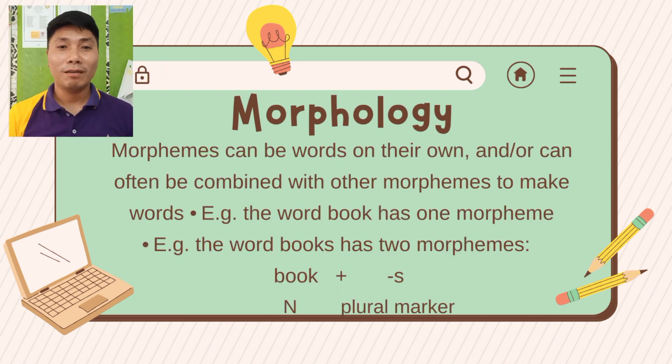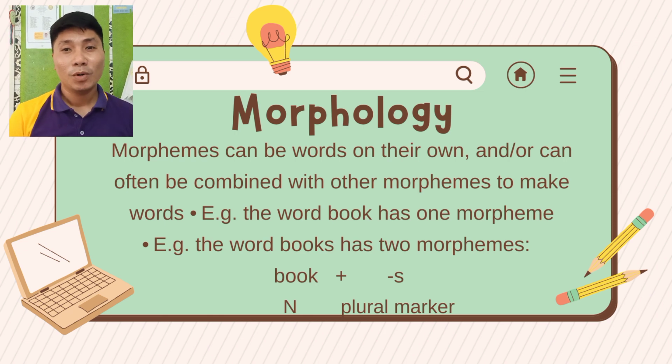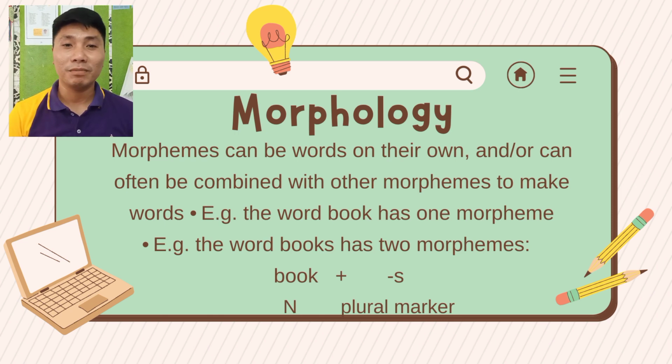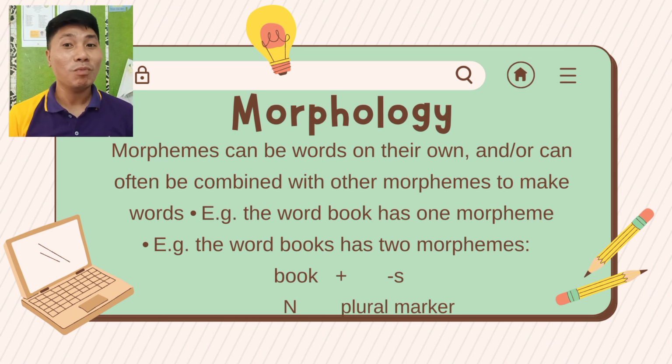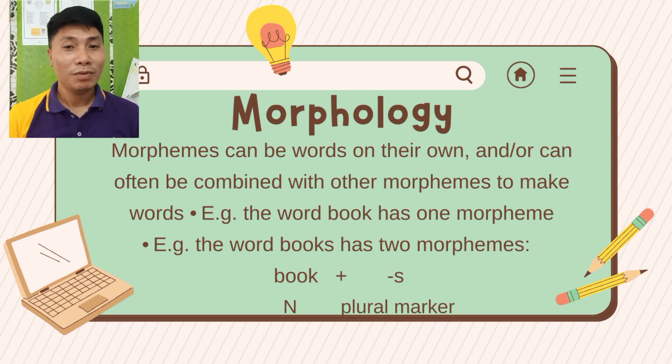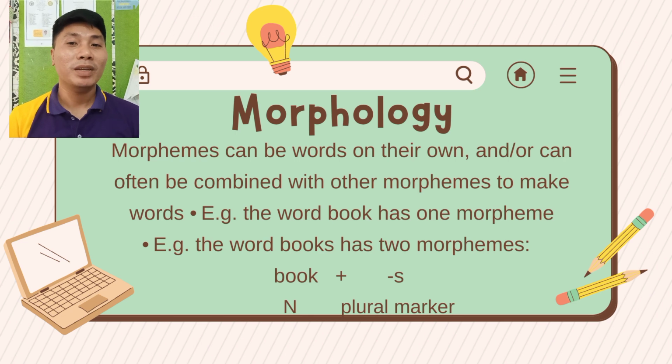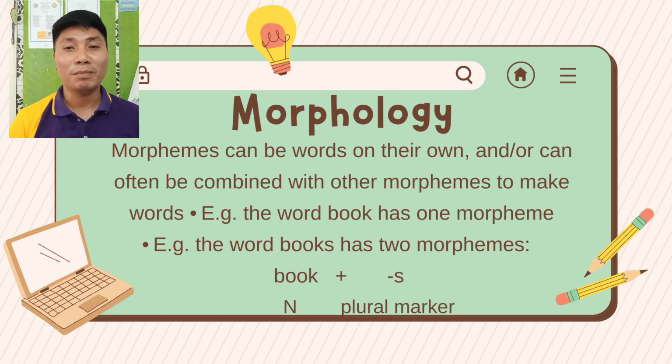The smallest unit of a word, which is called a morpheme, can be words on their own or can often be combined with other morphemes to make words. For example, we have here the word book. The word book has only one morpheme. We have here the word books, and the word books has two morphemes. We have here book as a noun, added with an inflectional morpheme S, which is a plural marker.